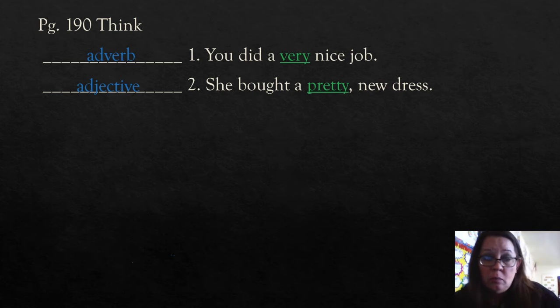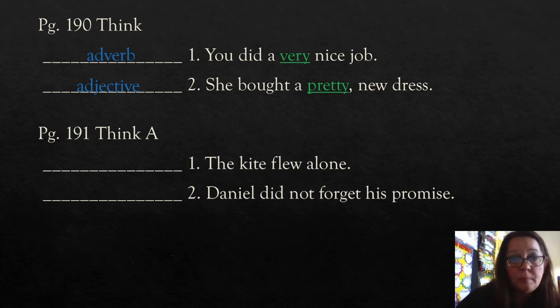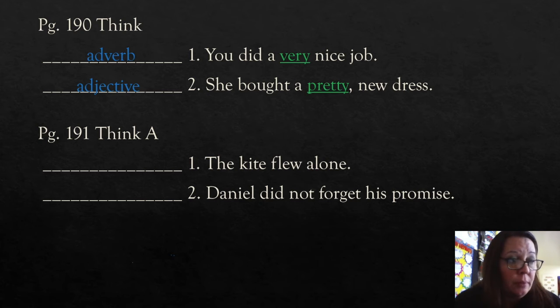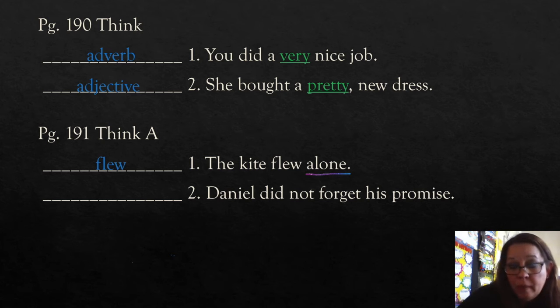Let's move over to page 191 now, and we're going to do the think section. And it says, underline each adverb. In the blank, write the word that the adverb describes. Remember to watch for adverbs in the middle of a verb phrase. Number 1, the kite flew alone. Well, remember when we're trying to find an adverb, we need to do what? We have to find the verb. Well, the verb in this case is flew. So, how did the kite fly? It flew alone. So I underline alone. And so what is the verb again? Flew. Okay, the kite flew all by itself. It was alone.